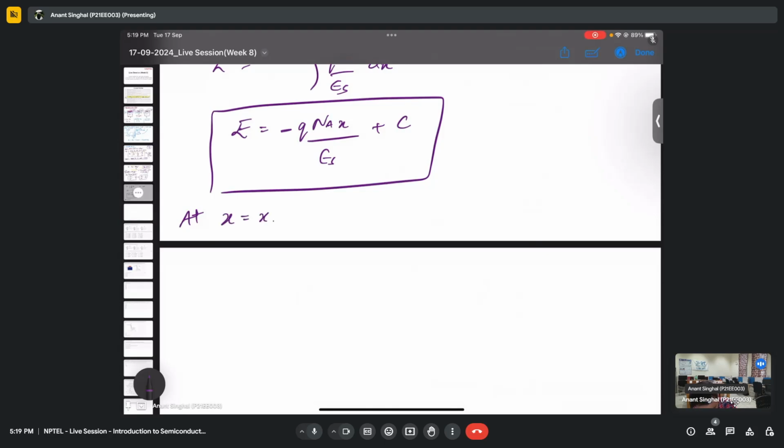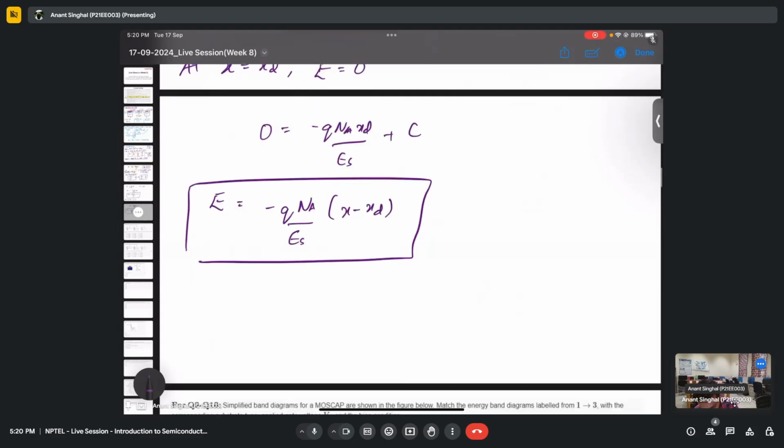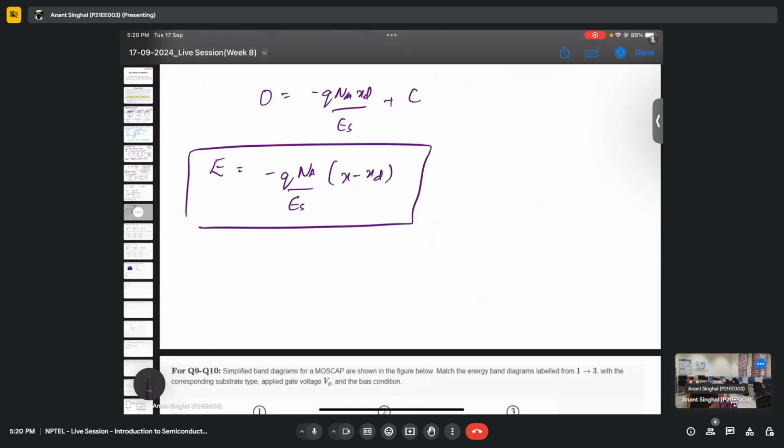We calculated the same thing and then applied the boundary condition. Let's say at x equals xd, the electric field will be 0. Same case as the diode. From this we can calculate the constant: QNA xd by epsilon S plus C. The electric field comes out exactly the same, which is minus QNA by epsilon S times (x minus xd), which was the case for the n side. Now, electric field is nothing but minus dV by dx. We all know.